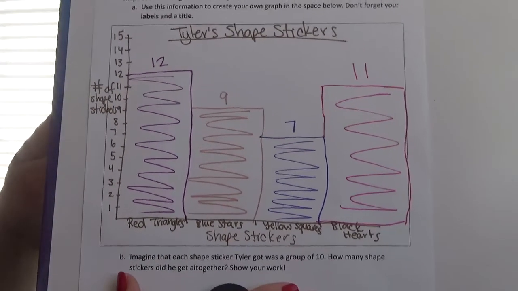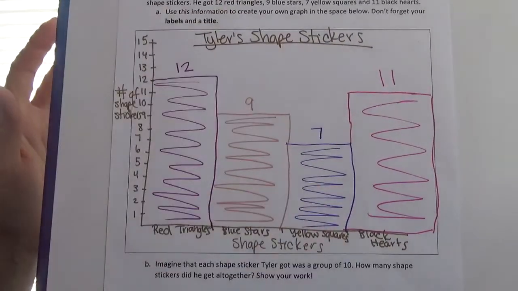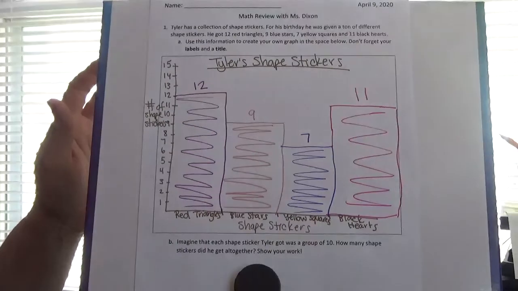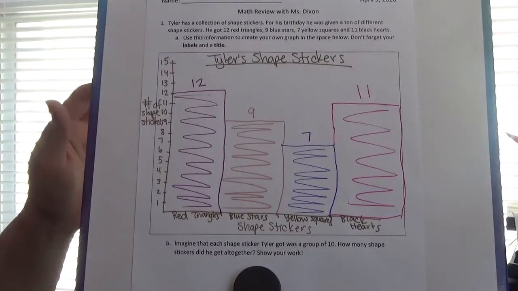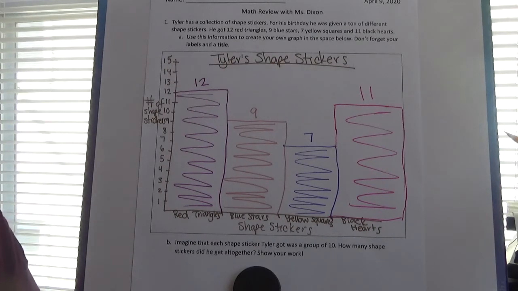So I'm gonna put this here so that you can see the whole page. I'm gonna zoom out a little bit so you can see the whole page. And what I want you to do is answer question B. I'm gonna read it again. On your scrap paper, do some work to try to figure it out. Imagine that each shape sticker Tyler got was a group of 10. How many shape stickers did he get all together? Show your work. Take about 3 minutes to try to solve this problem, and then we'll go over it together.